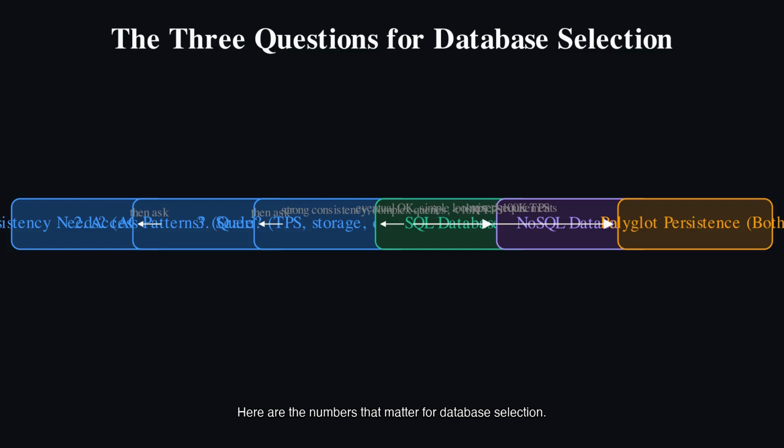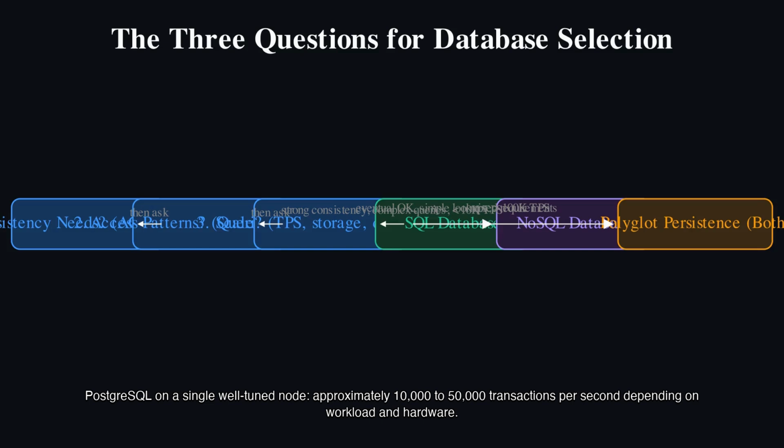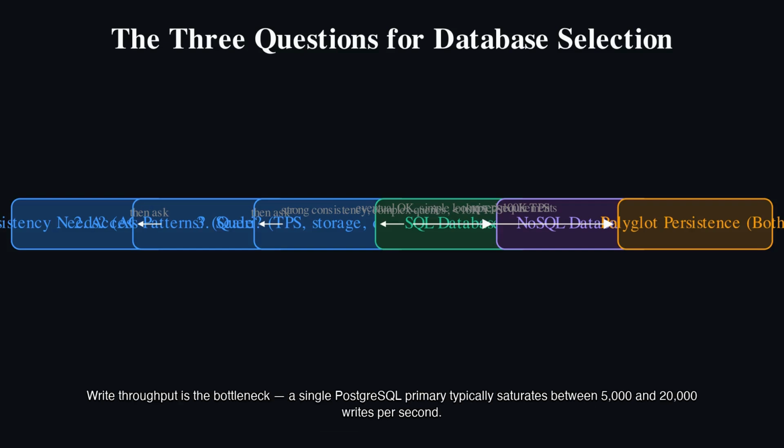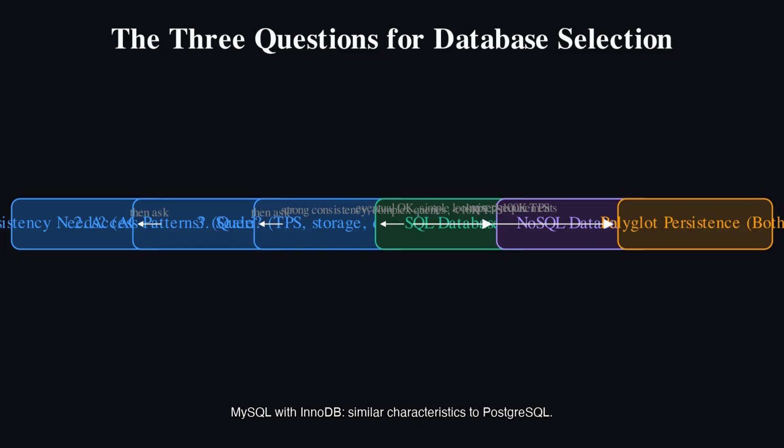PostgreSQL on a single well-tuned node: approximately 10,000 to 50,000 transactions per second, depending on workload and hardware. Read-heavy workloads with a read replica pool can reach hundreds of thousands of reads per second. Write throughput is the bottleneck. A single PostgreSQL primary typically saturates between 5,000 and 20,000 writes per second. MySQL with InnoDB: similar characteristics to PostgreSQL.